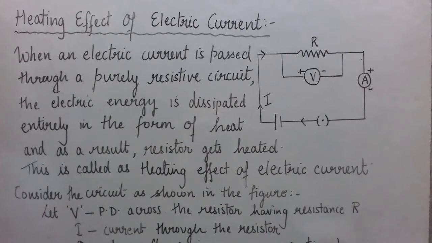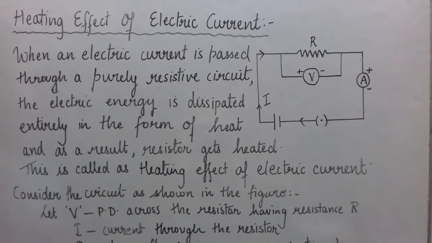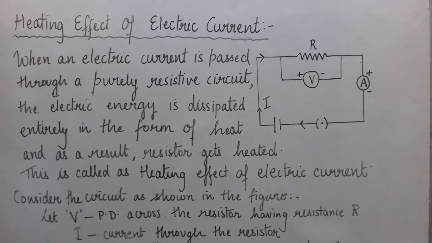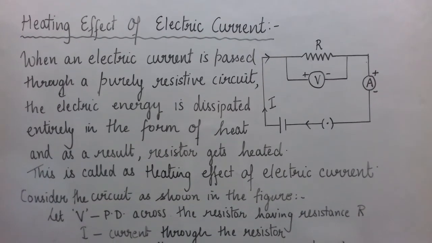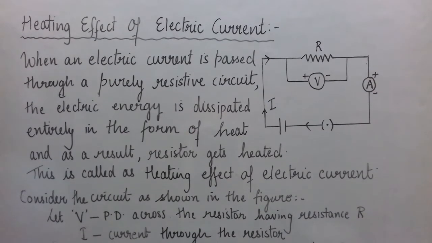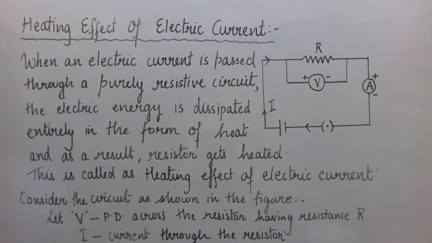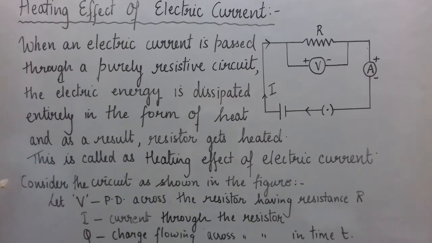Now, the amount of heat energy that is produced in a given resistor, when we consider a resistor connected in a circuit, is given by Joule's law of heating. So let us see the mathematical form of Joule's law of heating, and then we will state the law. So for that, let us start with this.